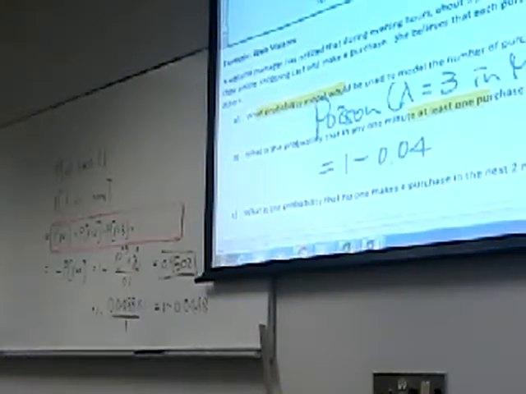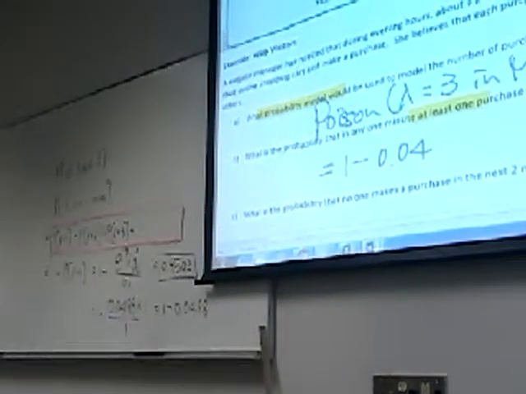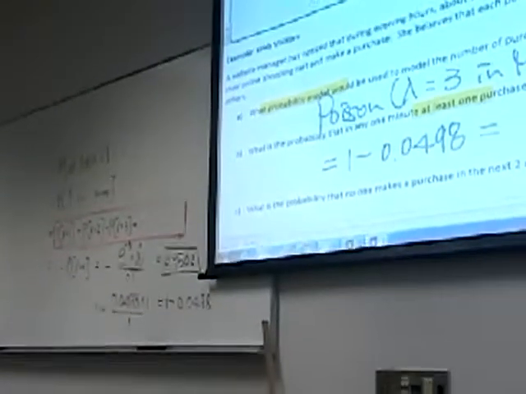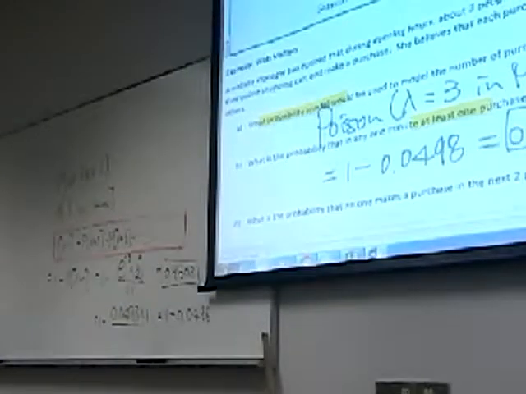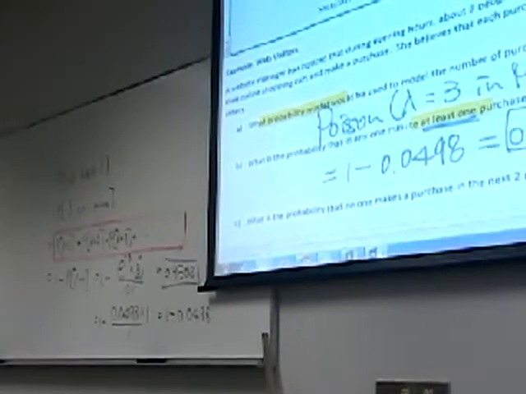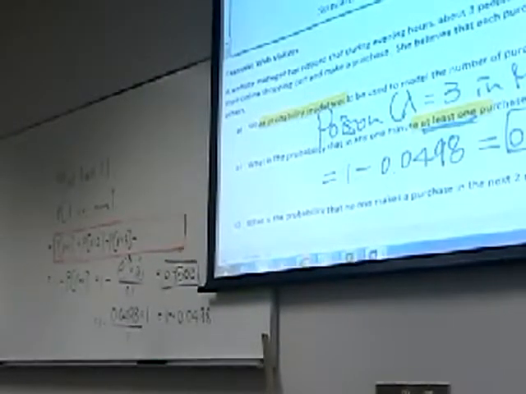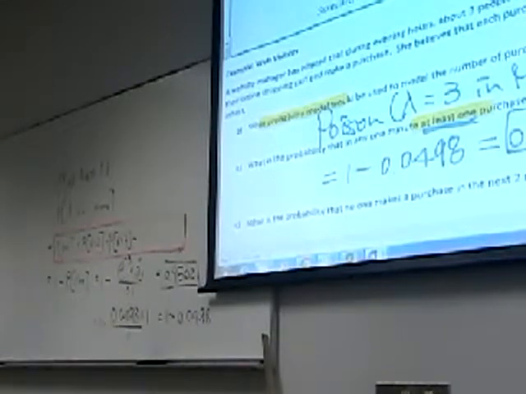So now I can say it is 1 minus 0.04, what? 0.98. So 0.9502. At least 1, at least 2. You have to apply the complement probability: 1 minus something, 1 minus the other one. Good? Right? Okay. Why don't you look at the last one?